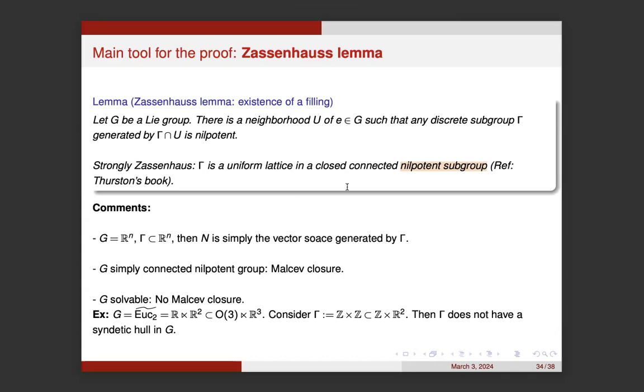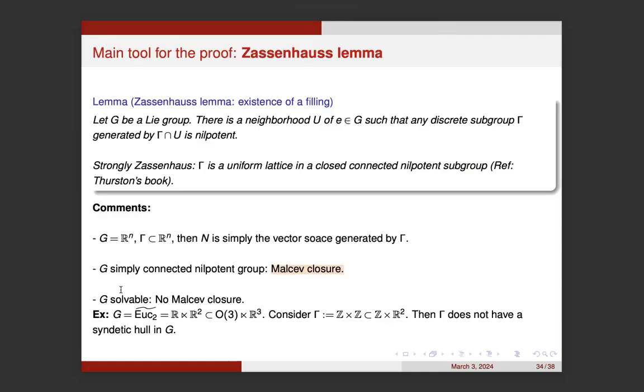Some comments: when J is R^n, simply the group R^n, and if I take some discrete subgroup of R^n, what can I take for the hull here? I can take simply the vector space generated by gamma. This will be a syndetic hull of gamma. And this construction is generalized for the case where J is a simply connected nilpotent group. We call this Malcev closure.